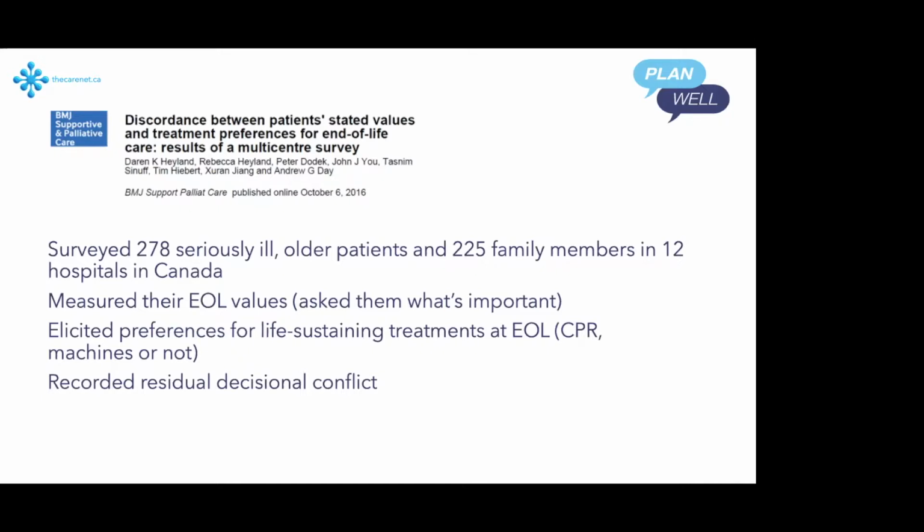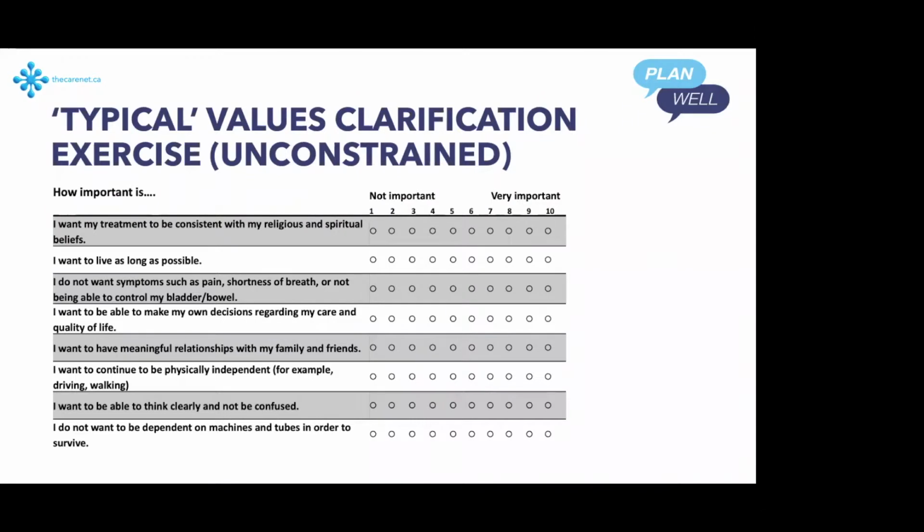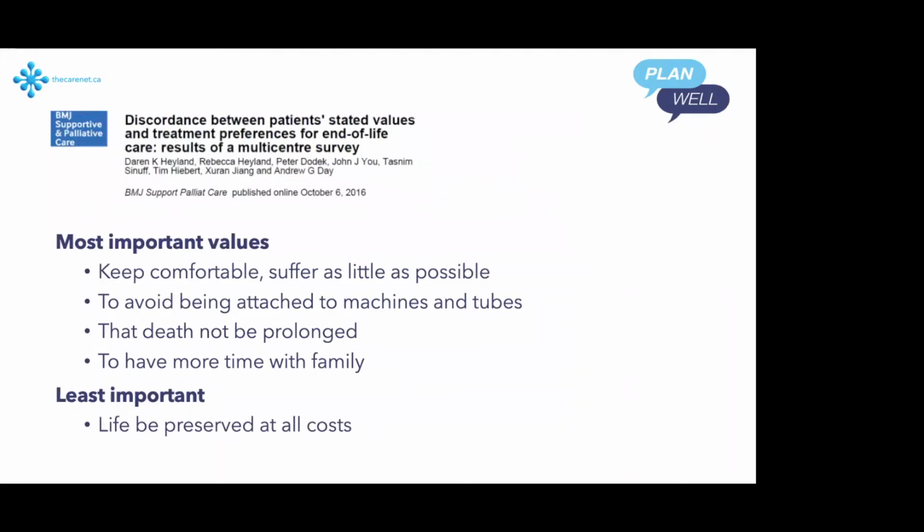And let me illustrate what I mean by referring you to a paper we published a few years ago, where we measured values using what I'll call an unconstrained or a simple rating scale of, hey, is this important to you? We provided them with a list of various values that typically would be important in the context of making decisions around serious illness or at the end of life. And so we got people's ratings of how important things were. We elicited their preferences for different medical treatments, and we looked at the relationship between the two of those.